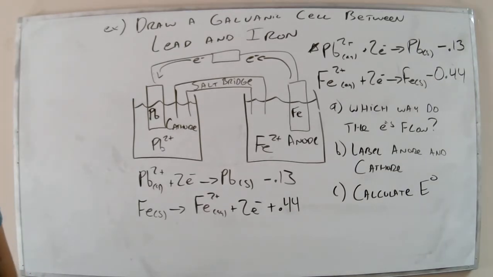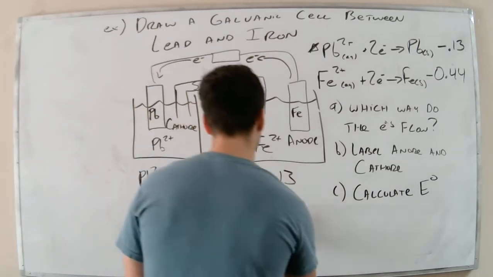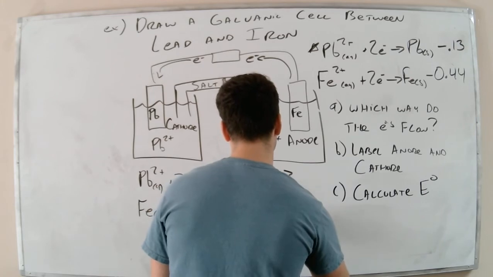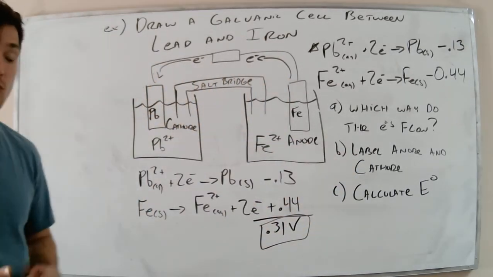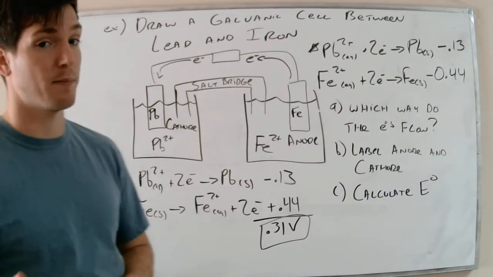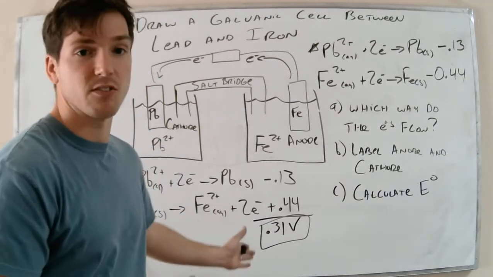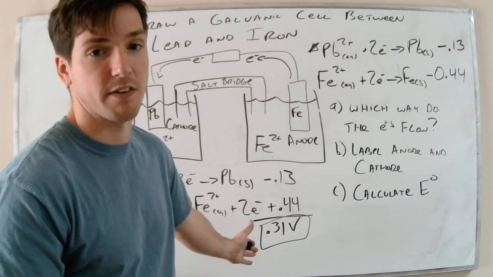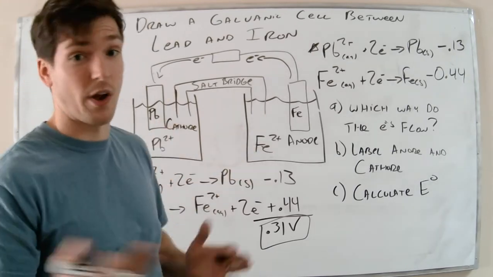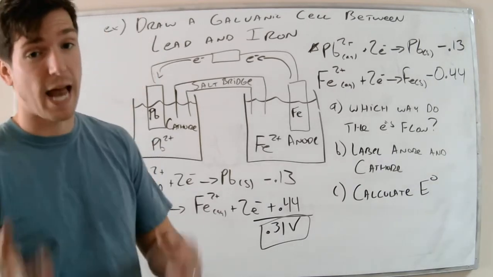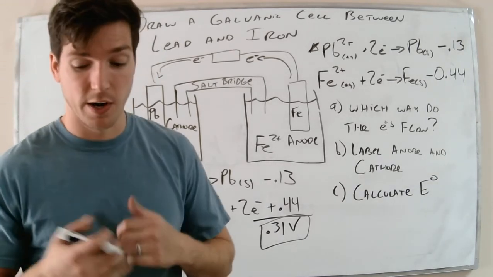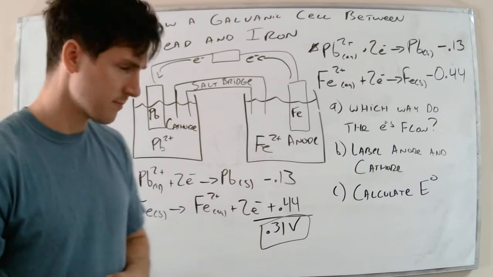So we add those together, and we'll get 0.31 volts as my E naught cell. And I might ask you, is this spontaneous or is this thermodynamically favored? It is. If it's positive, it's thermodynamically favored, or it's spontaneous. This will happen on its own. I don't need a battery, okay? If it was negative, it'd be not thermodynamically favored or non-spontaneous.